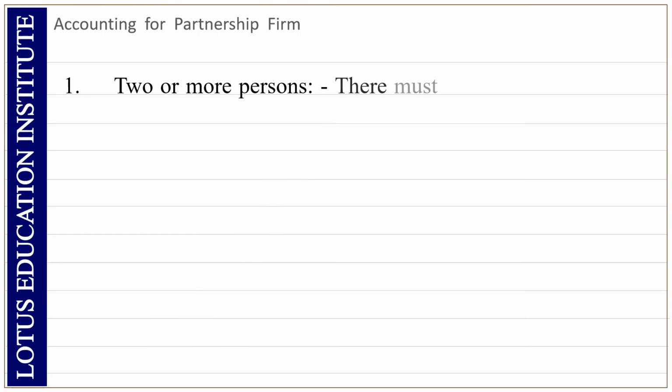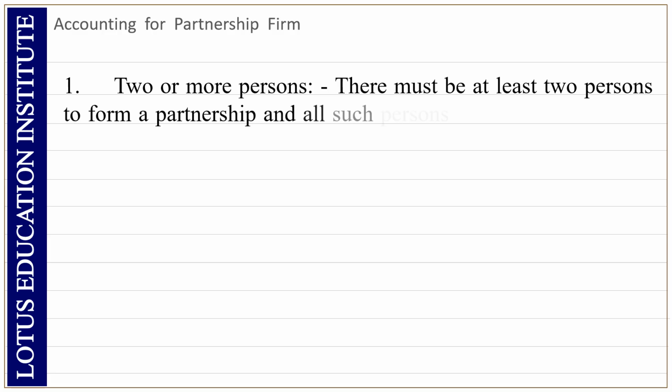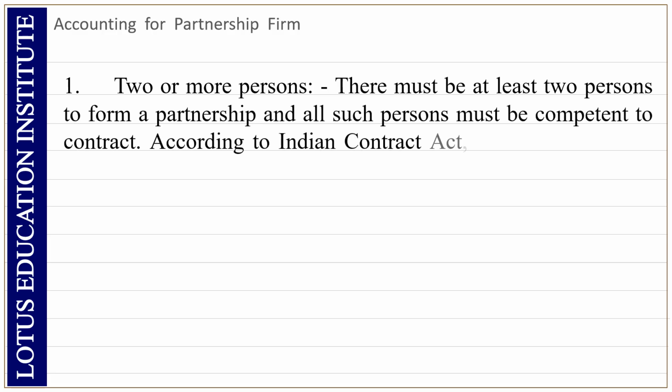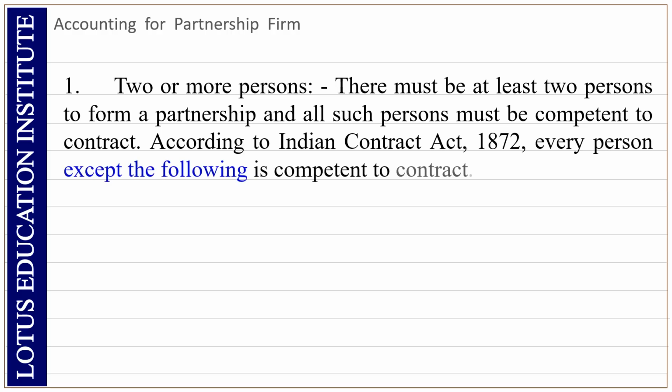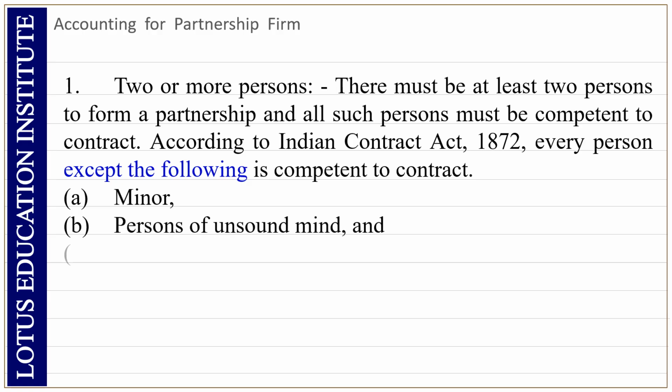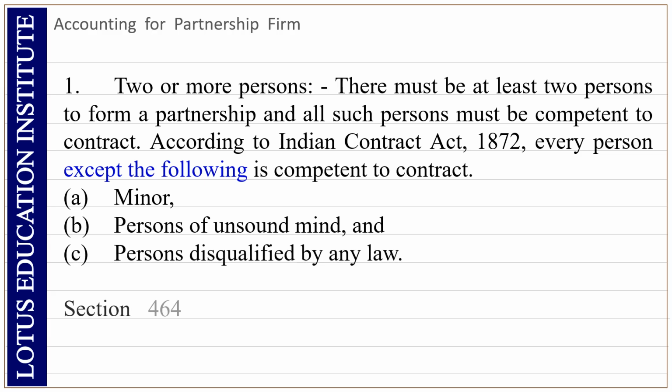There must be at least two persons to form a partnership, and all such persons must be competent to contract. According to the Indian Contract Act, 1872, every person except the following is competent to contract: A. Minor, B. Persons of unsound mind, and C. Persons disqualified by any law.